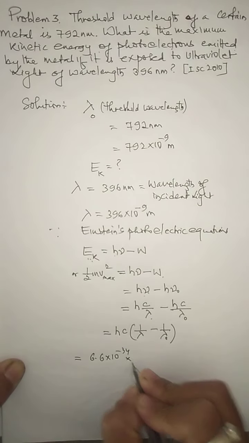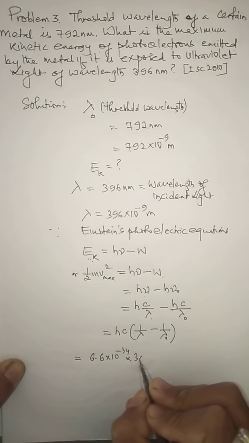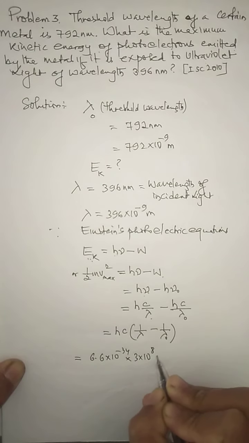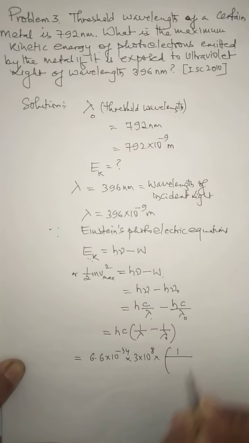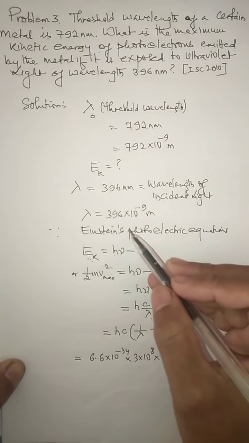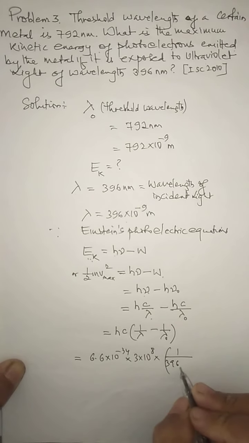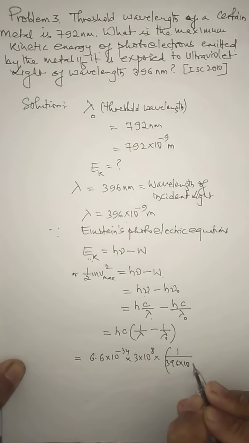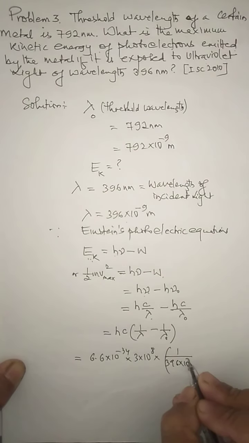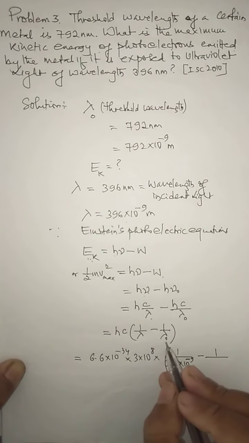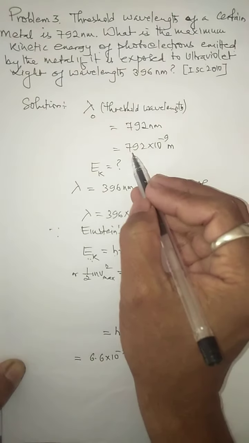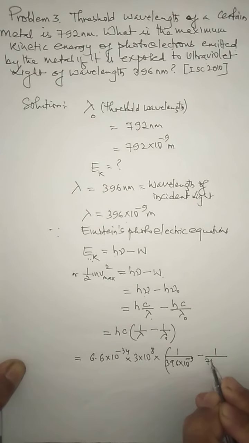Okay. Speed of light means 3 into 10 power 8 into 1 by lambda. So lambda value we have already calculated, 396 into 10 power minus 9, minus 1 by lambda naught. You know lambda naught is 792, 792 into 10 power minus 9.